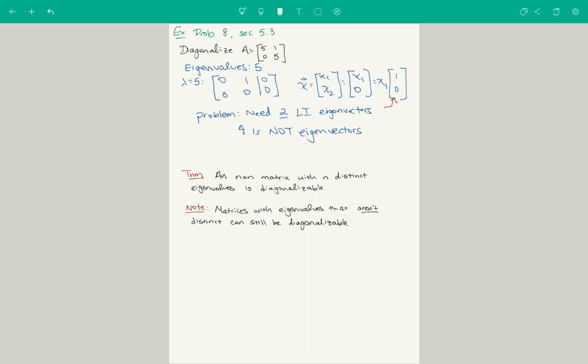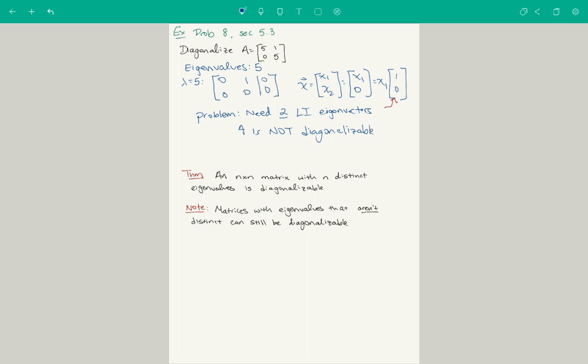Oh boy. Sorry, this is supposed to be A is not diagonalizable, not A is not eigenvectors. A is not diagonalizable. This is what happens when you try to write and talk at the same time. Okay, so A is not diagonalizable.